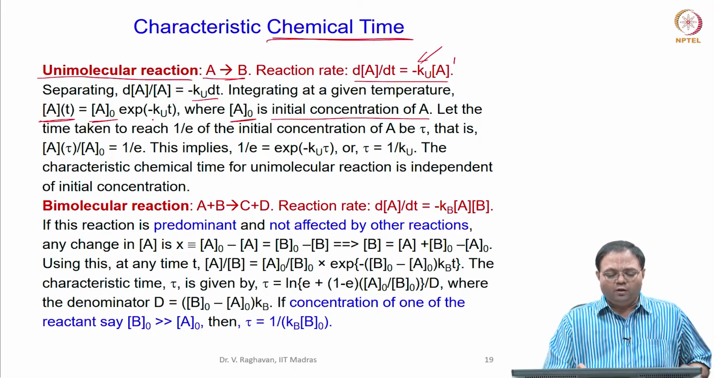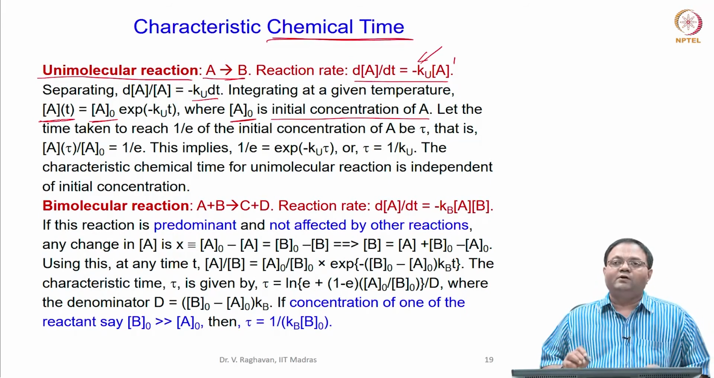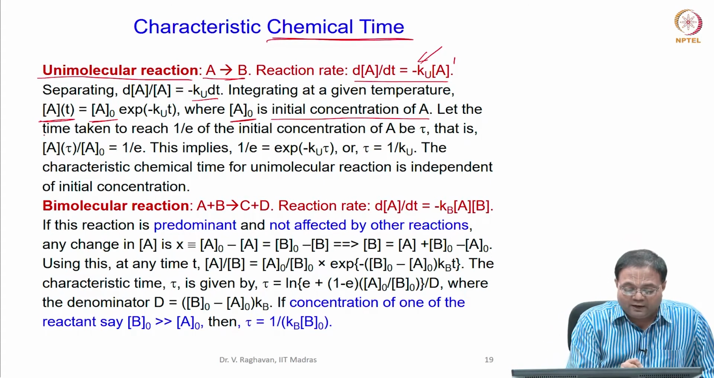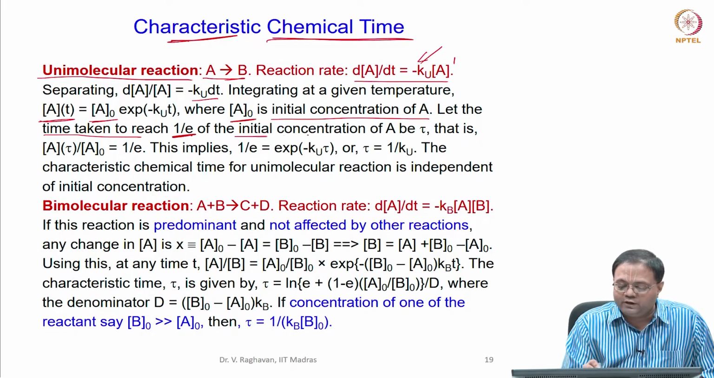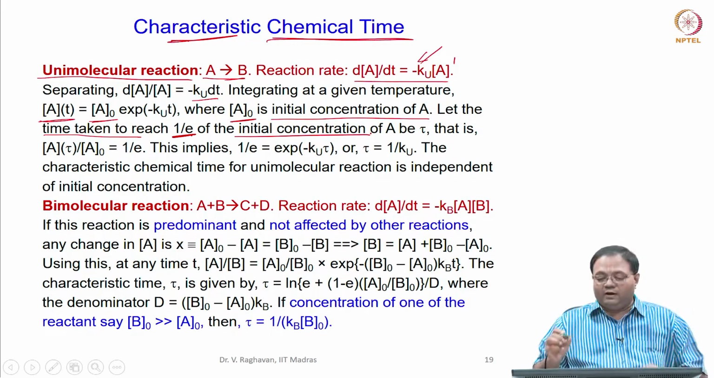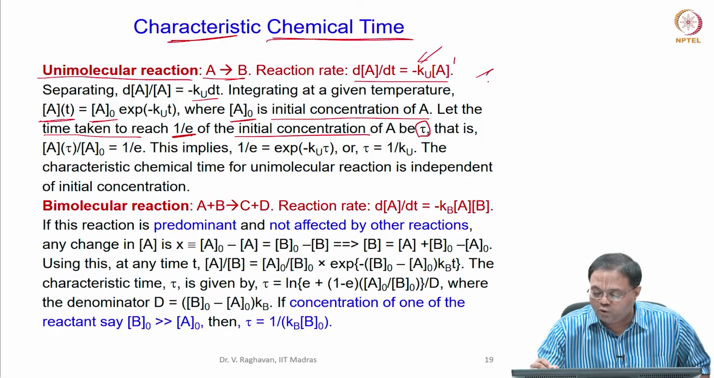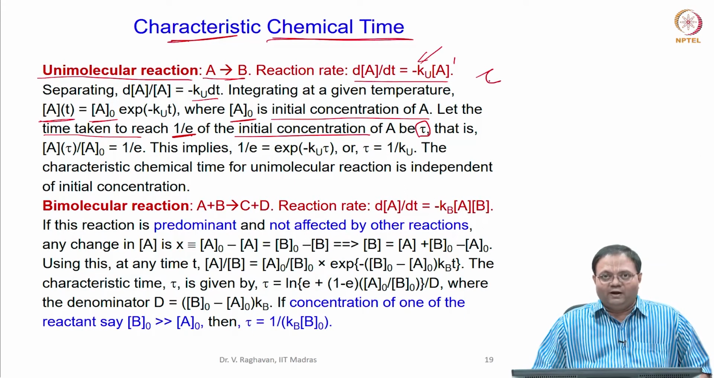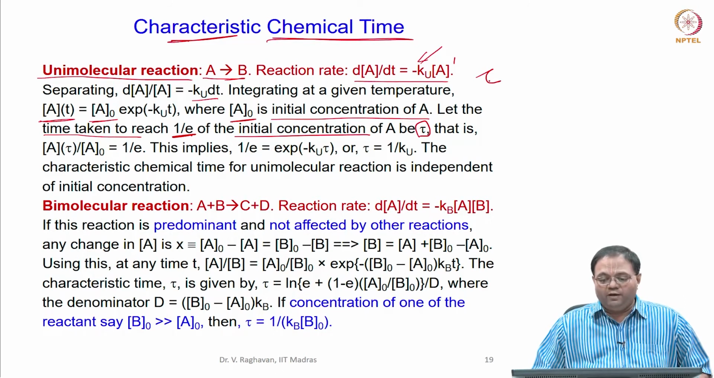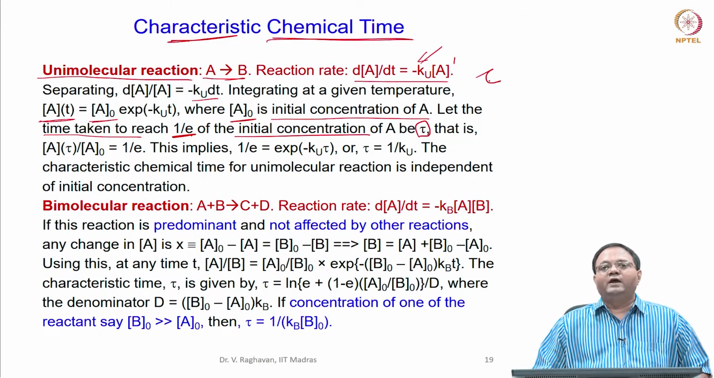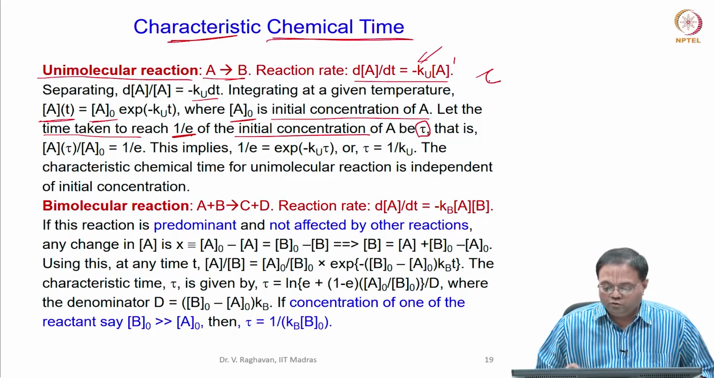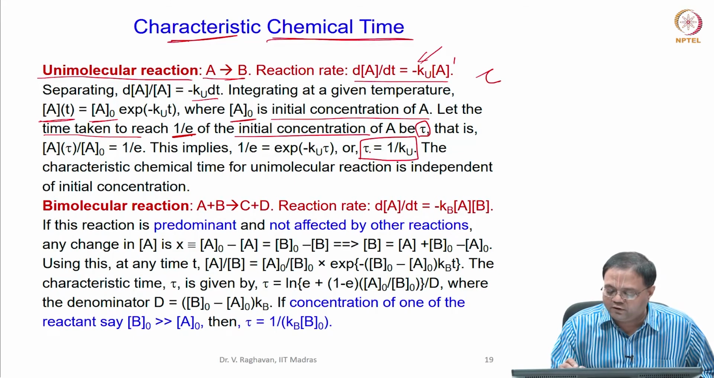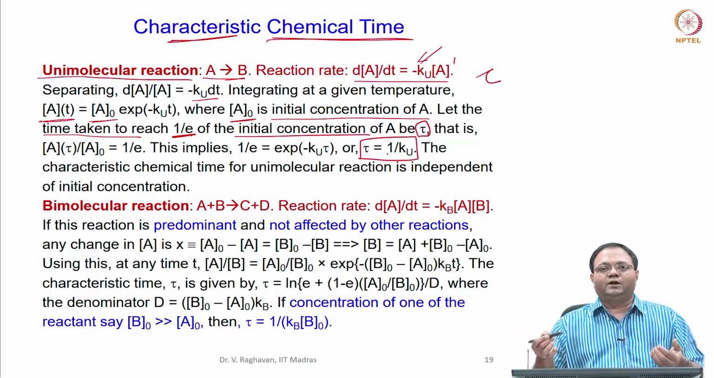Now, when I want to find the time, the characteristic time I am talking about is the time taken for A to reduce to 1 by E of the initial concentration. Let us say that time is tau. So, tau is the time when the concentration of A will fall from its initial concentration A suffix 0 to 1 by E of that initial value. In the unimolecular reaction, it will be 1 by Ku. So, based on the temperature alone, it will change.